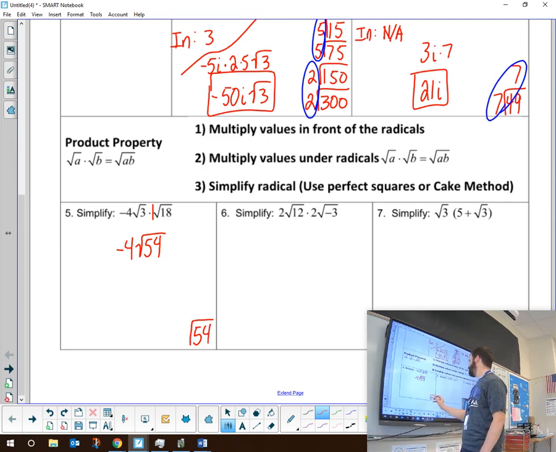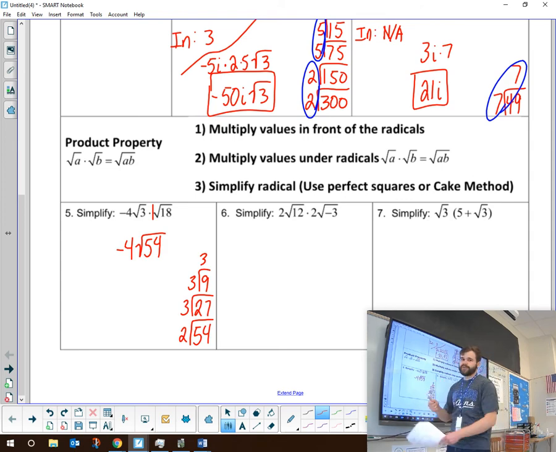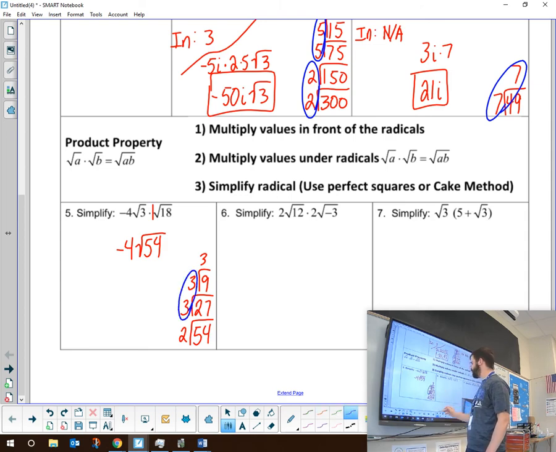So I'm going to go, okay, 54 divided by 2 is going to be 27. 27 divided by 3 is 9. 9 divided by 3 is 3. Sweet. So we multiply together first and then we simplify. All right, so we can pull something to the outside. Let's pull a 3 to the outside.